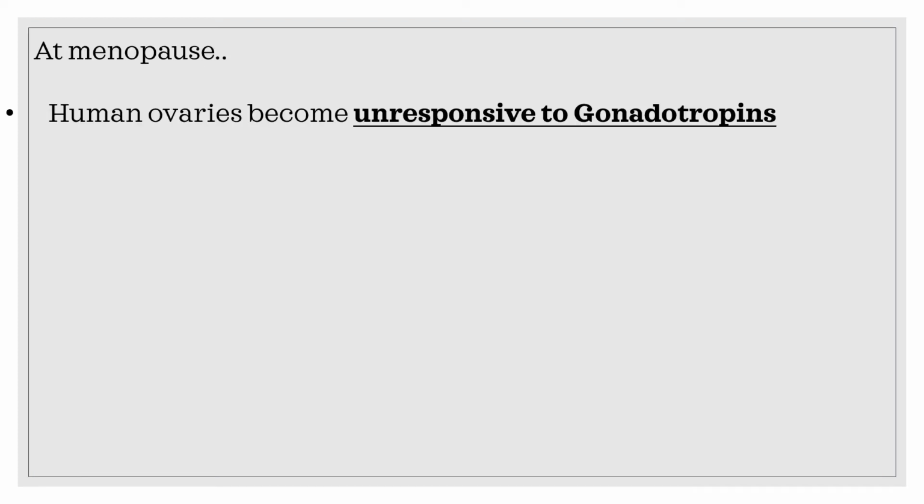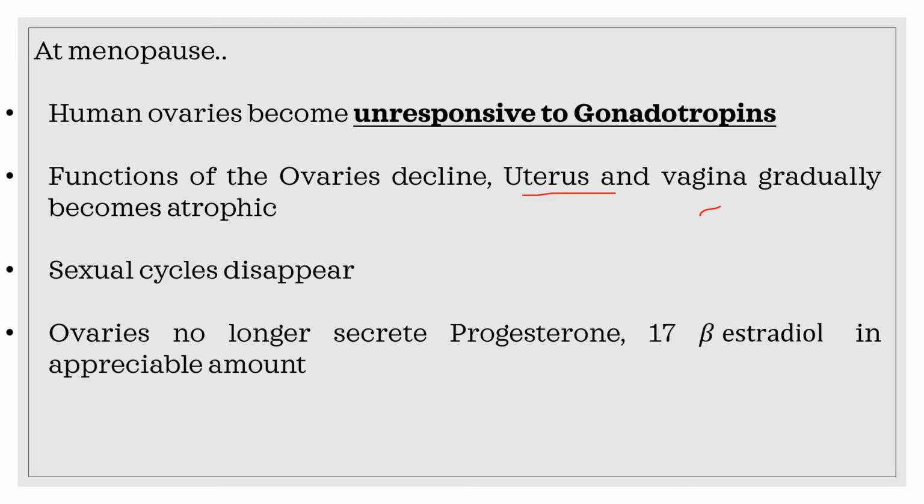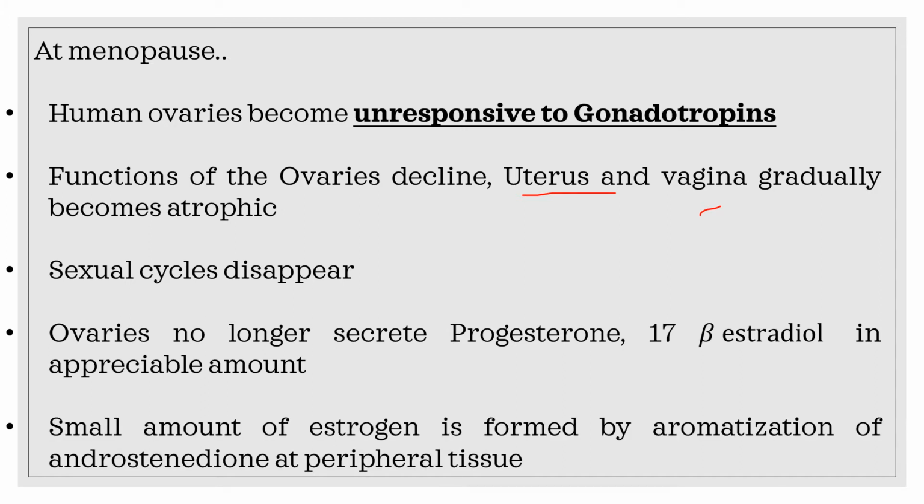At menopause, the human ovaries become unresponsive to gonadotropins. Functions of the ovaries decline. Uterus and vagina gradually become atrophic. Sexual cycles disappear. Ovaries no longer secrete progesterone and 17-beta estradiol in appreciable amounts, but a small amount of estrogen is formed by aromatization of androstenedione at peripheral tissues.